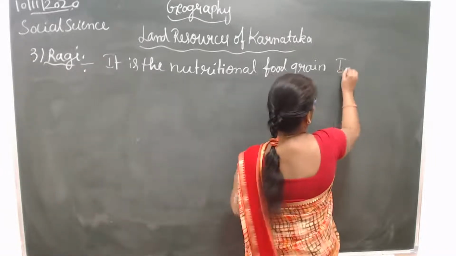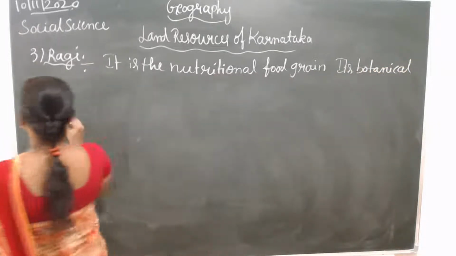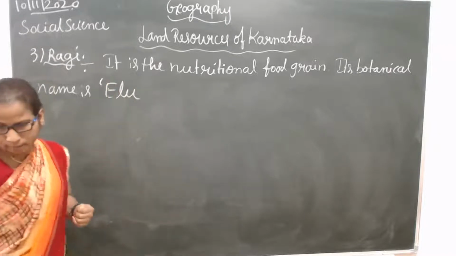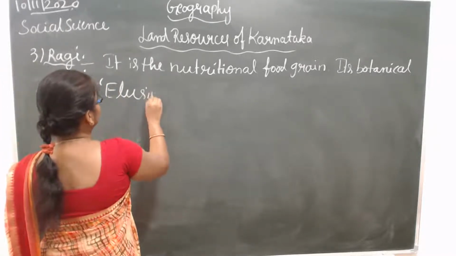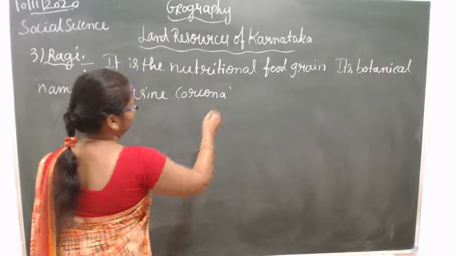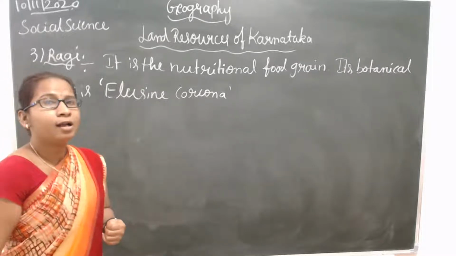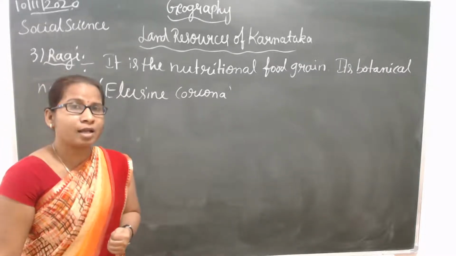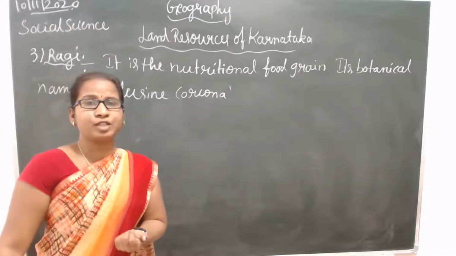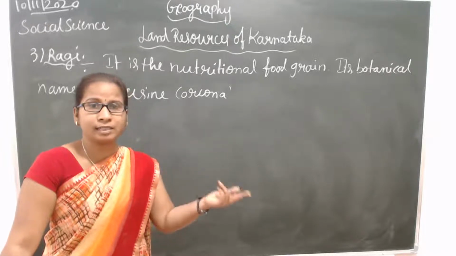Its botanical name is Eleusine coracana. Like this, we divide the crops of our Karnataka, and their botanical names are different from one crop to another. And here ragi is used by which people? South Karnataka people. The major crop in North Karnataka goes to the jowar.